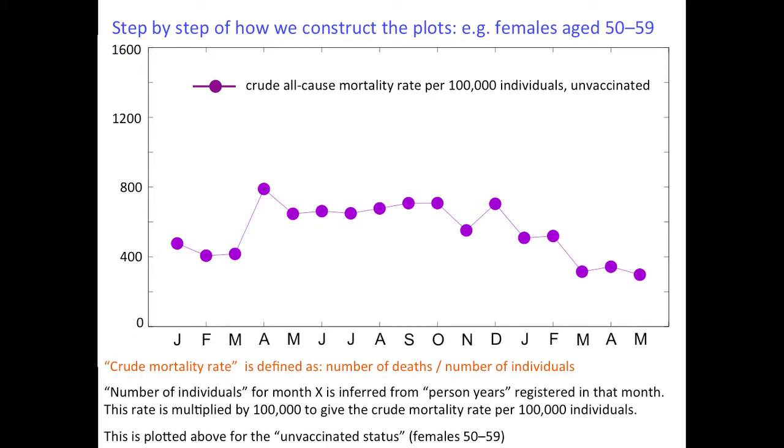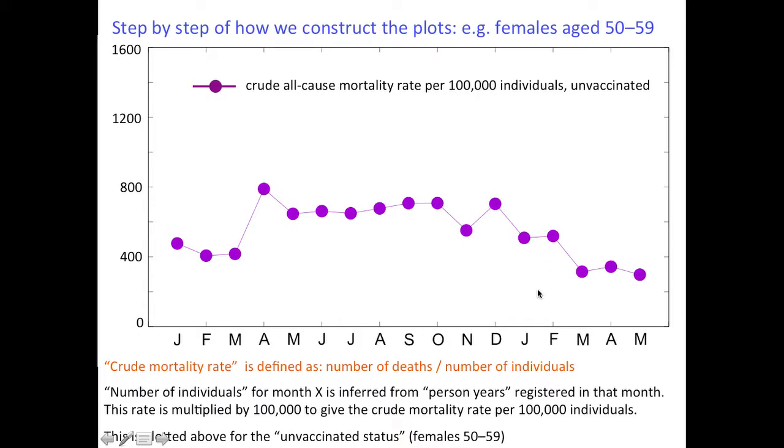Now what we can do is define something called the crude mortality rate. It's just the number of deaths in a group divided by the number of individuals. We can plot that crude mortality rate for each month. So we're doing that here for females aged 50 to 59 who are unvaccinated, and this is the so-called crude all-cause mortality rate, and it's per 100,000 individuals.